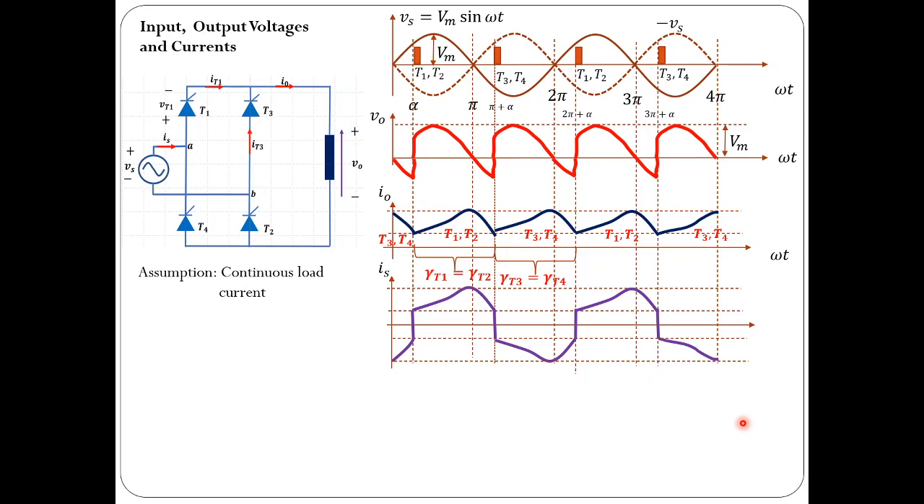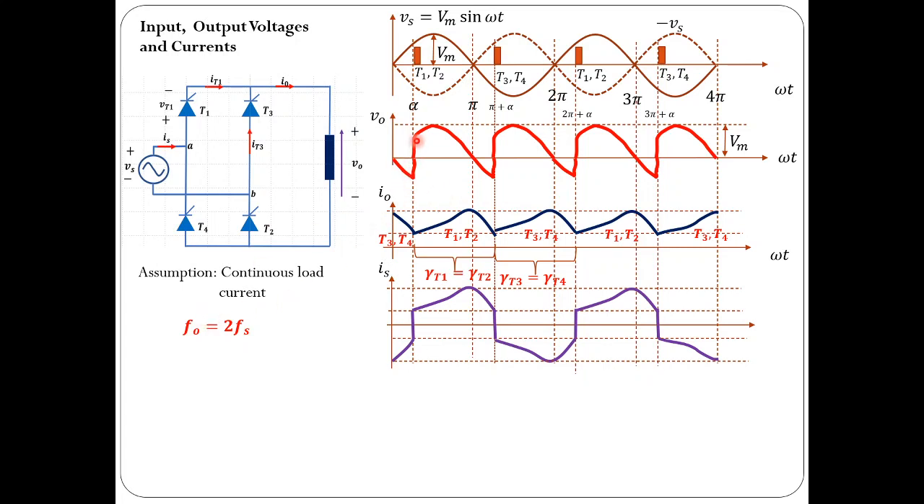Now let us see how to compute the input and output voltages and currents, that is, their average values and RMS values. Now we have seen the operation. From the operation we have seen the waveforms of output voltage, output current, and input current shown in these graphs. Okay, so let us try to express the output voltage, output current and input current mathematically. Before that, you can note one thing.